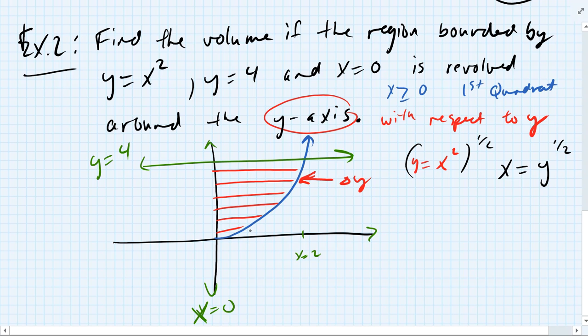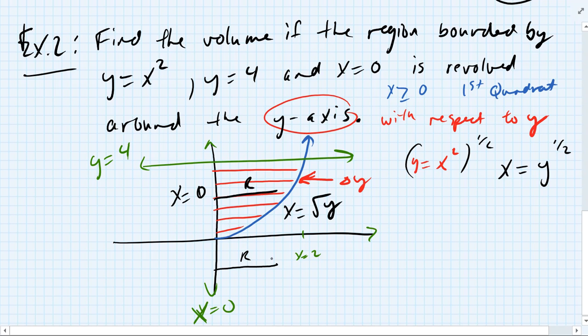I only want the positive arm because I said it was first quadrant. This would be the negative arm. Okay, so x equals the square root of y. What's my left-hand boundary? x equals 0, right? Yes? Okay, so that's my radius. So I'm going to draw a cross-section down here.